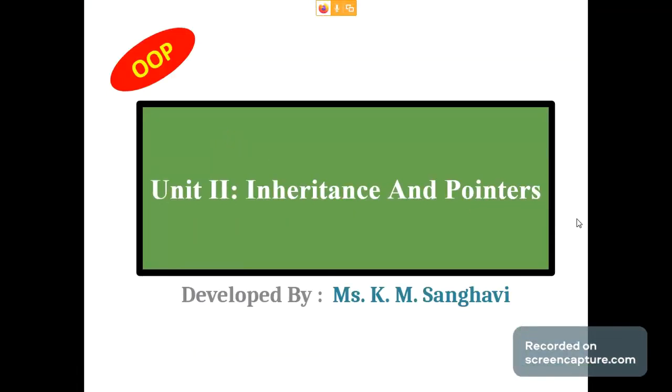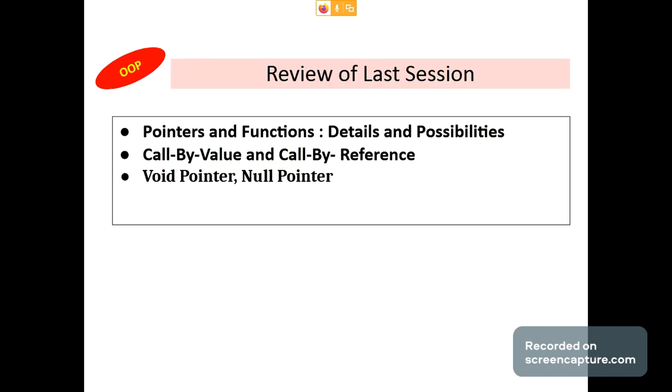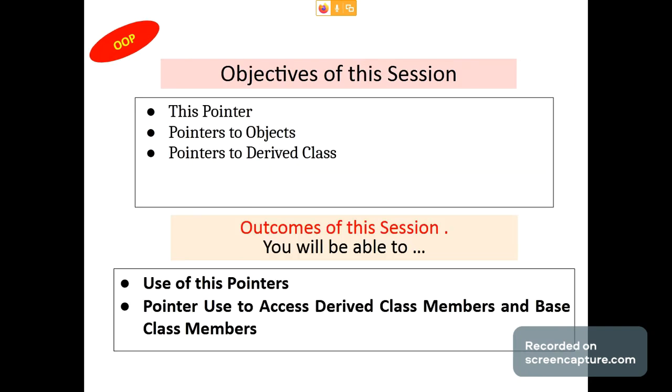Hello, friends. We are going to see the second unit, inheritance and pointers. In your last lecture, we have seen function pointers and call by value, call by reference, and two types of pointers: void pointer and null pointer. The objective of this session will be this pointer, pointer to objects, and pointer to derived class.